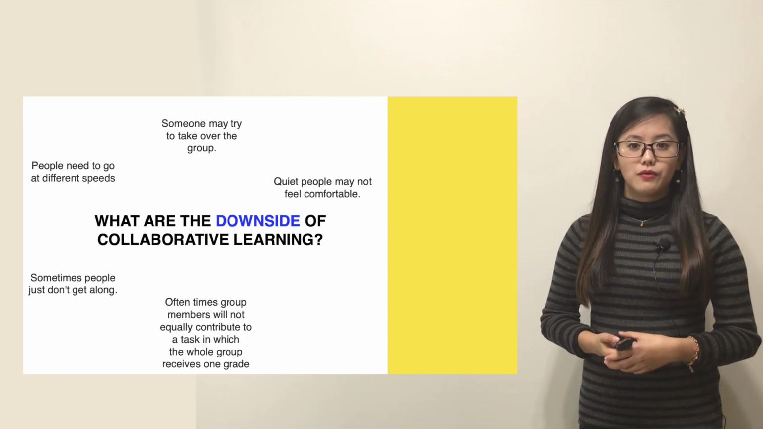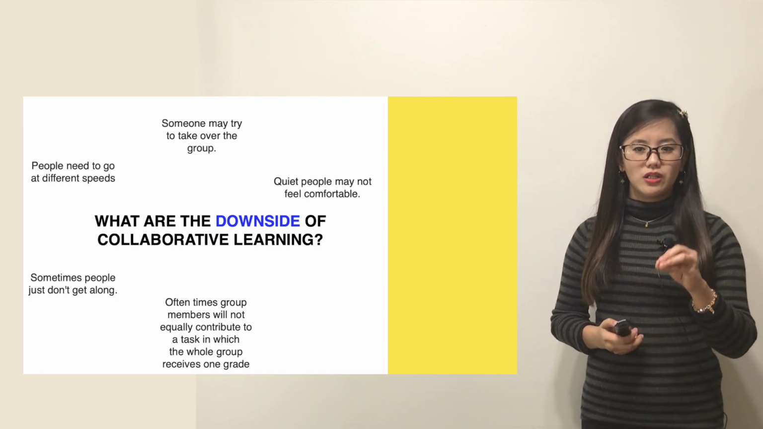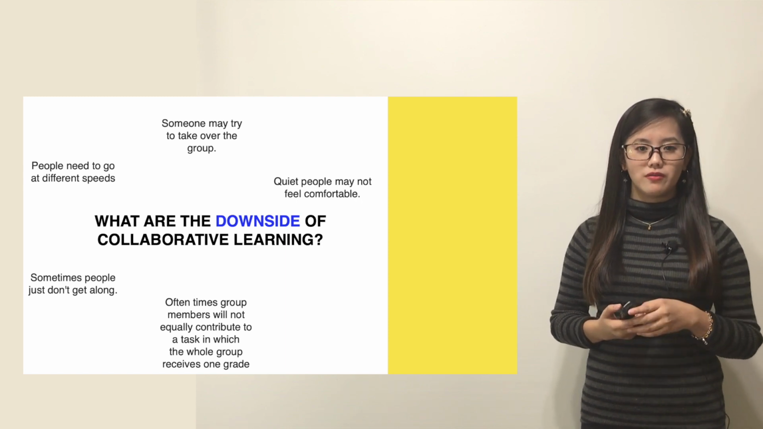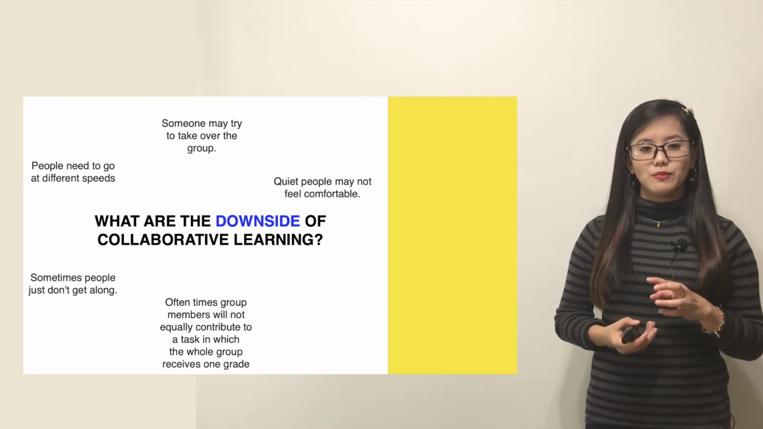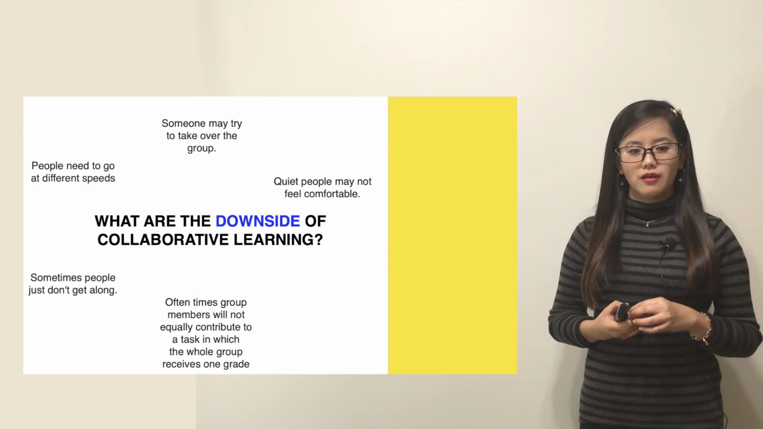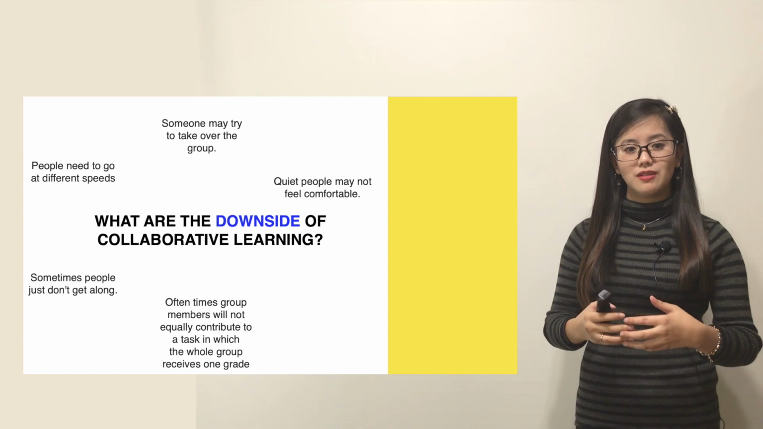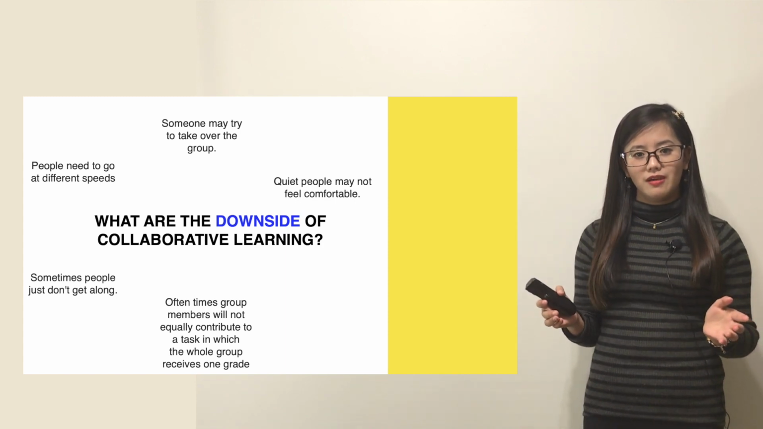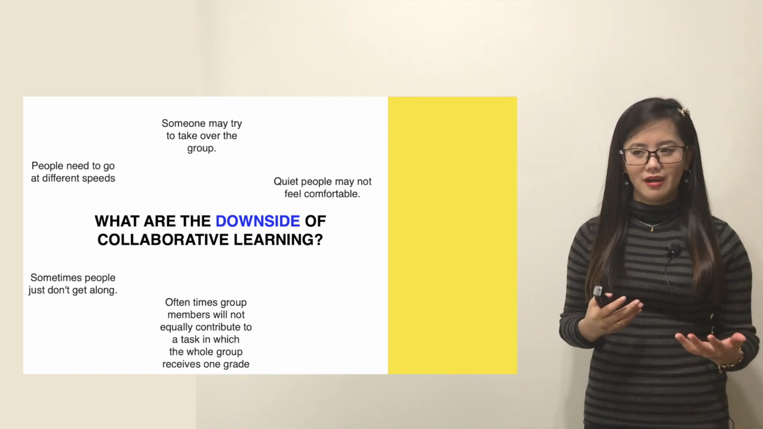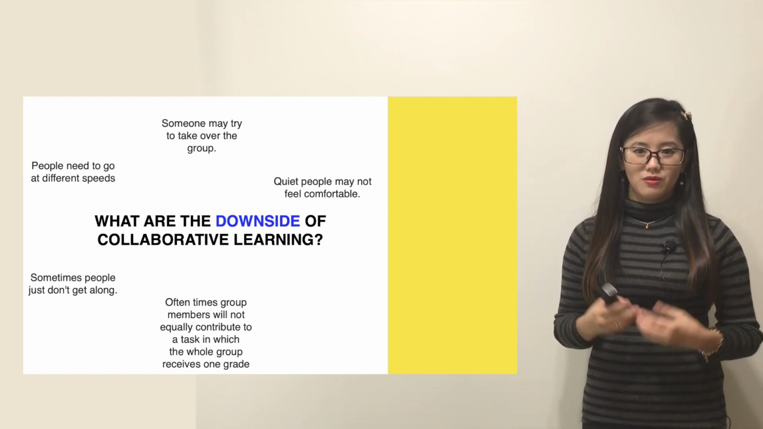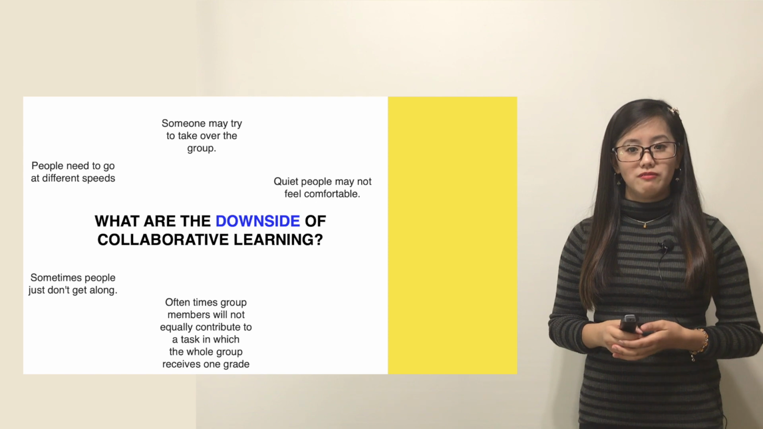Oftentimes, group members will not equally contribute to a task in which the whole group receives one grade. This happens especially when you have the smartest student in your team, and then you just, how can I say, rely on this person. So it's not actually very healthy.